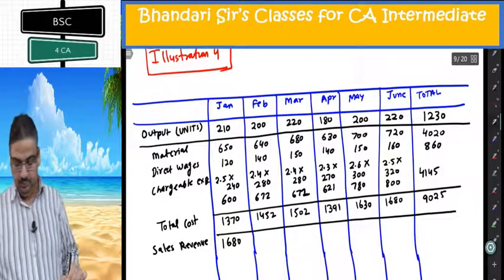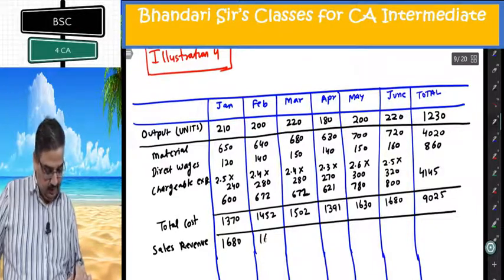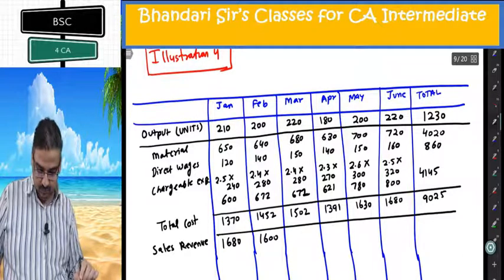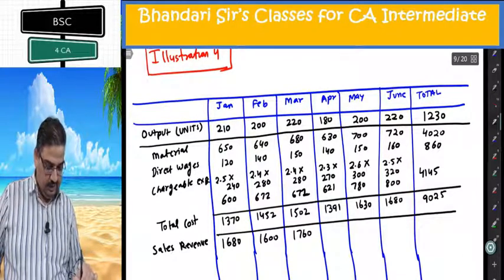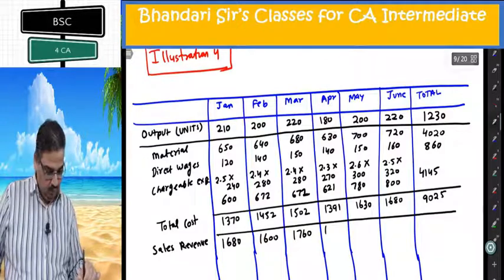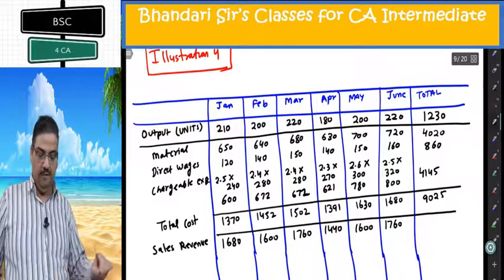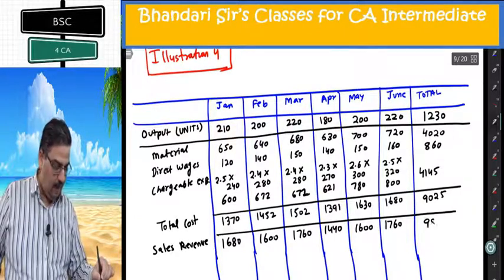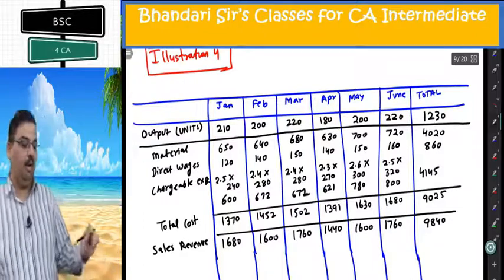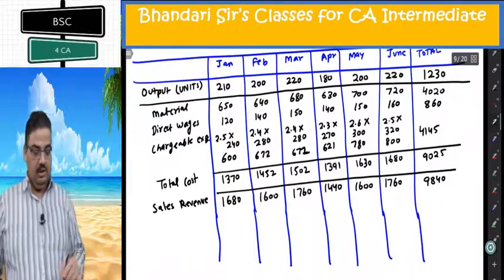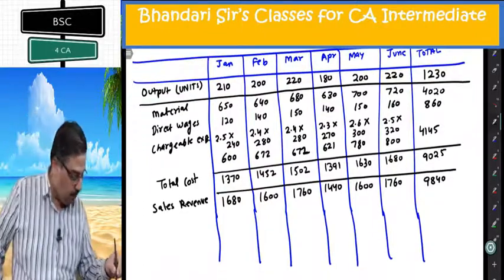1680, 1600, 1760, 1440, 1600, 1760. If you add them all, you get 9840. Aggregate column for 6 months. Sales revenue minus cost is profit.